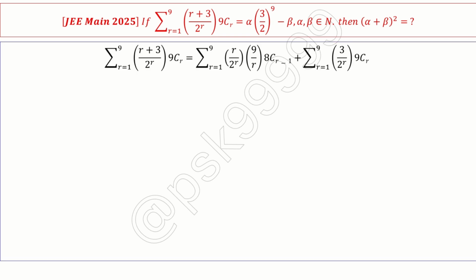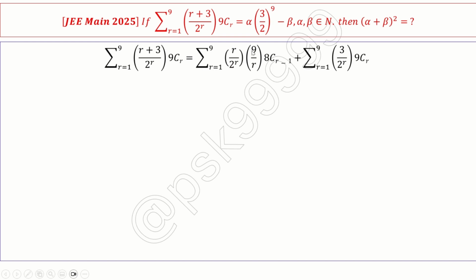You can write sigma r equal to 1 to 9 of (r plus 3) by 2 to the power of r, 9Cr, as I am splitting this, r divided by 2 to the power of r and 3 divided by 2 to the power of r, both multiplied with 9Cr. So two terms I will get. This is my first term, r by 2 to the power of r into 9Cr, and 3 by 2 to the power of r into 9Cr.